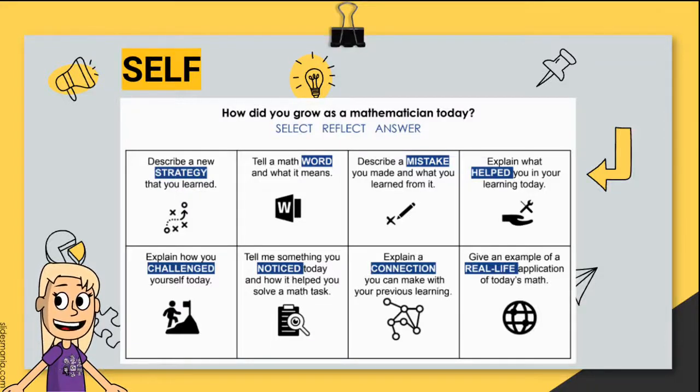Okay, well, let's talk about self. And here, how did you grow as a mathematician today? So it's select, reflect, and answer. And look at these great things here, like describe a new strategy that you learned. Tell a math word and what it means. Can you see making maybe Flip videos with these, or putting them in small groups where they talk to each other? These are not quiet exercises. They are meant to be reflective, interactive, and that's what you want.